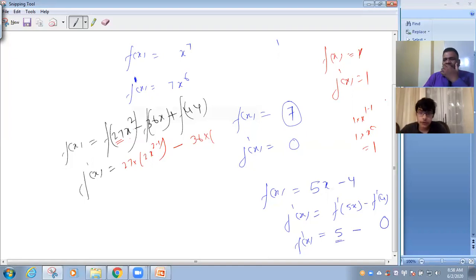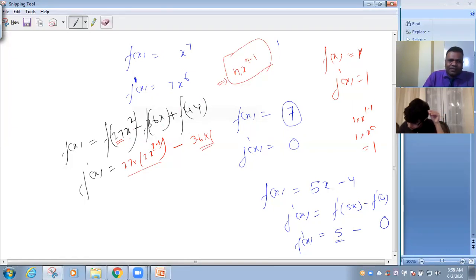I haven't done this before because I'm taking calculus next year in 11th standard. I understand you have never done it before, but still it's not difficult. Simply, I'm saying n x power n minus 1. Only one extra point I'm telling: n x power n minus 1. Whatever constant we keep aside.